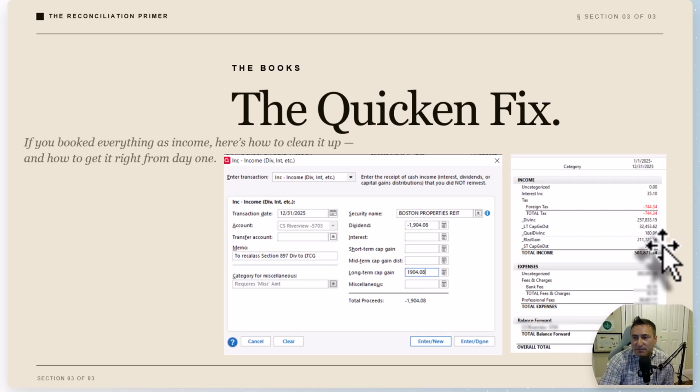Is it necessary? No. This is really getting super detailed, and this does not actually fix the return of capital issue. If you were to use a return of capital, you would change the transaction to a return of capital function and then do it that way.